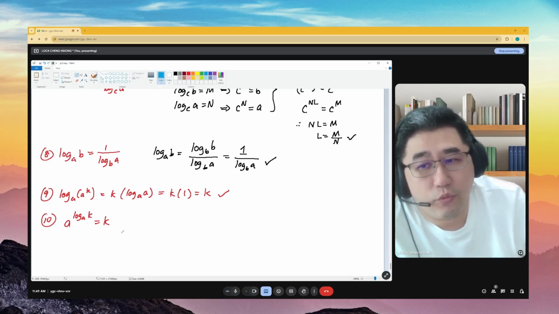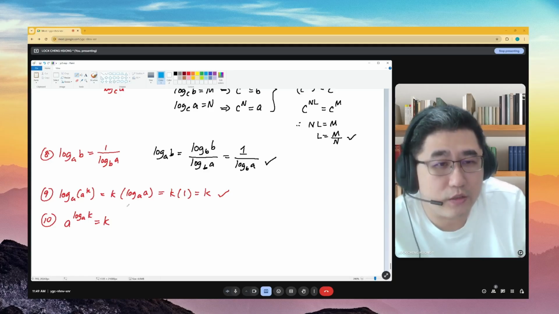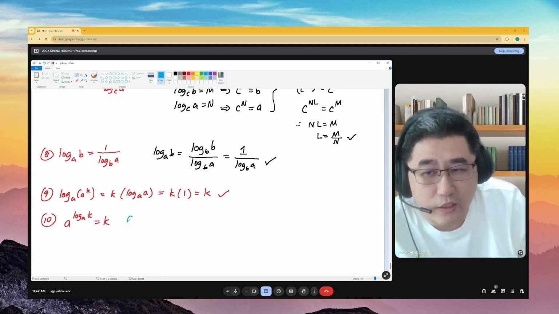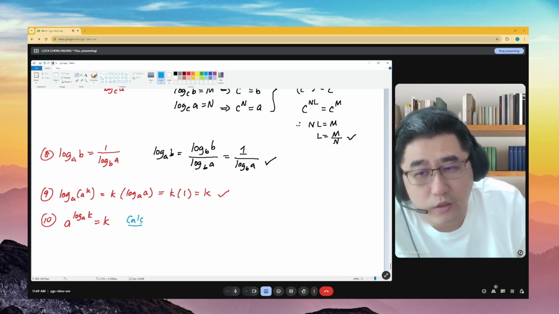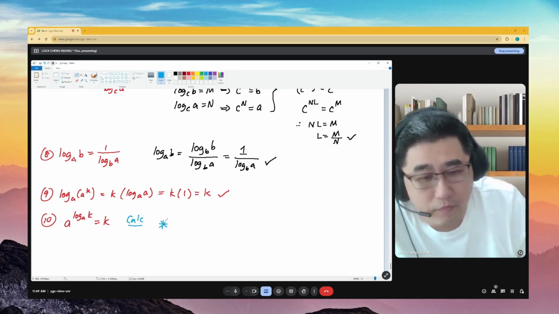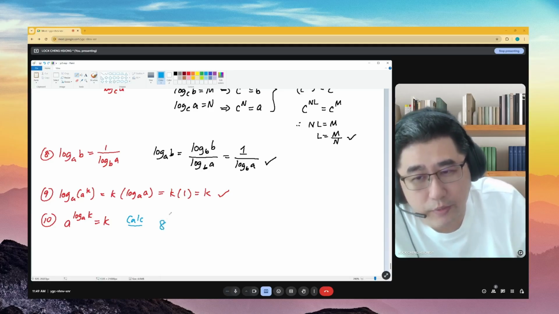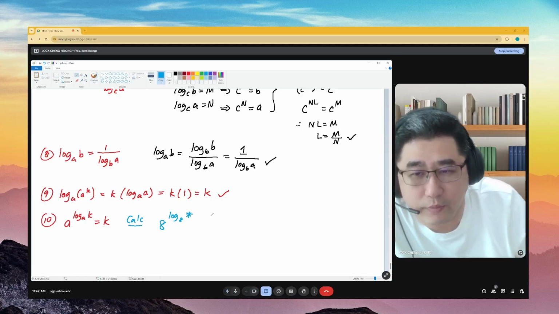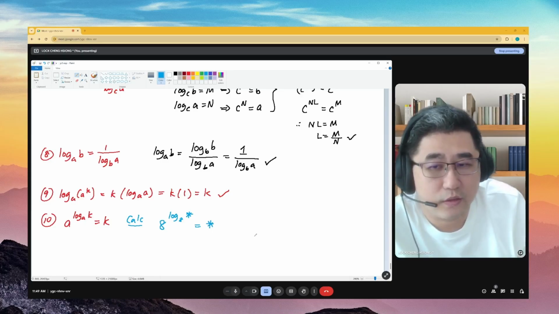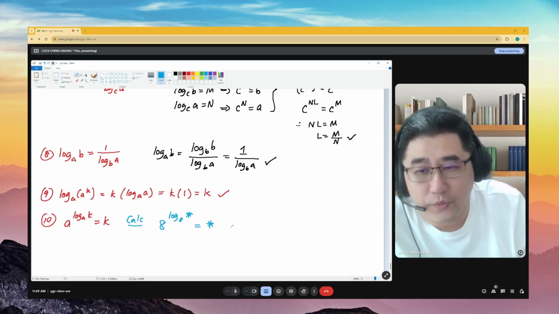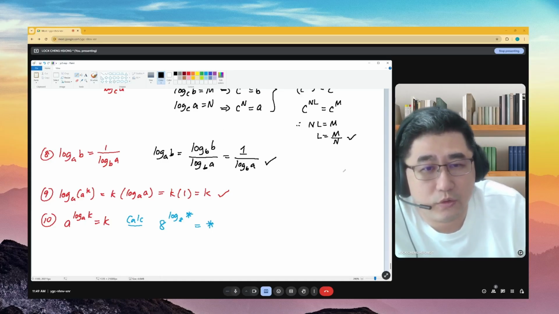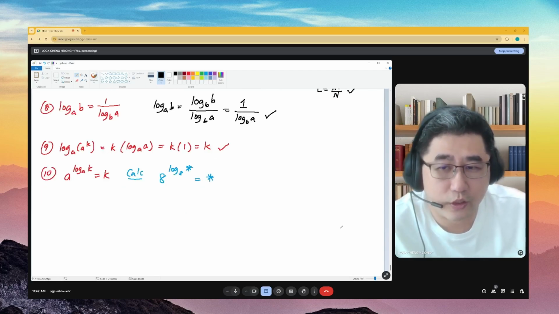If you are concerned about why this rule is true, you can take out your calculator. You can try to key in any number. Let's say base 8, for example, base 8 power of log base 8. You can fill in any number here. It always gives you that number. You can actually try. Of course, over here we're talking about the proof.